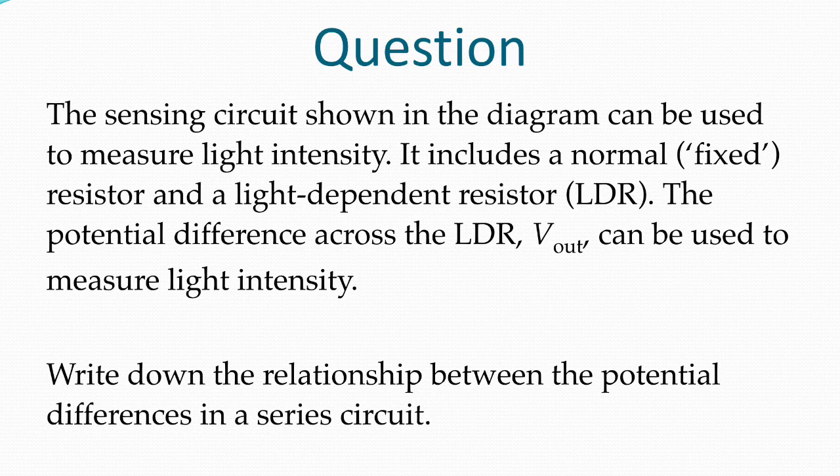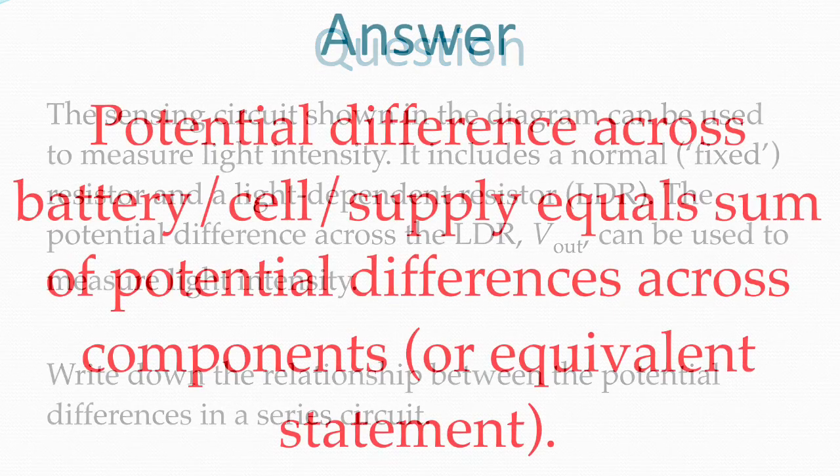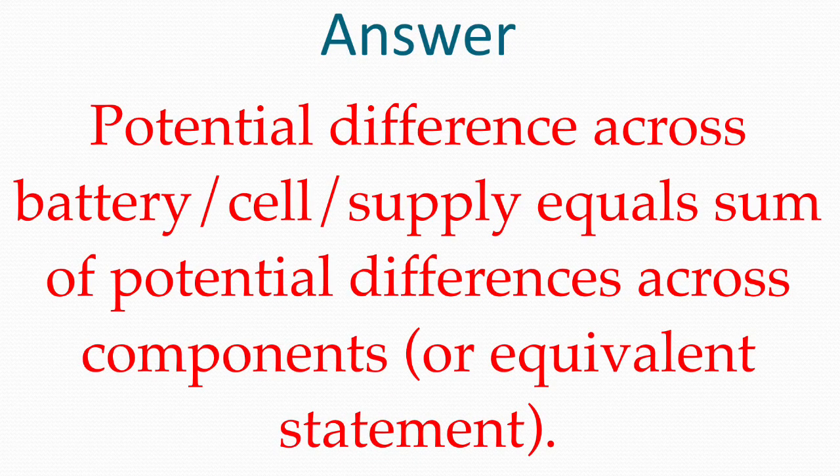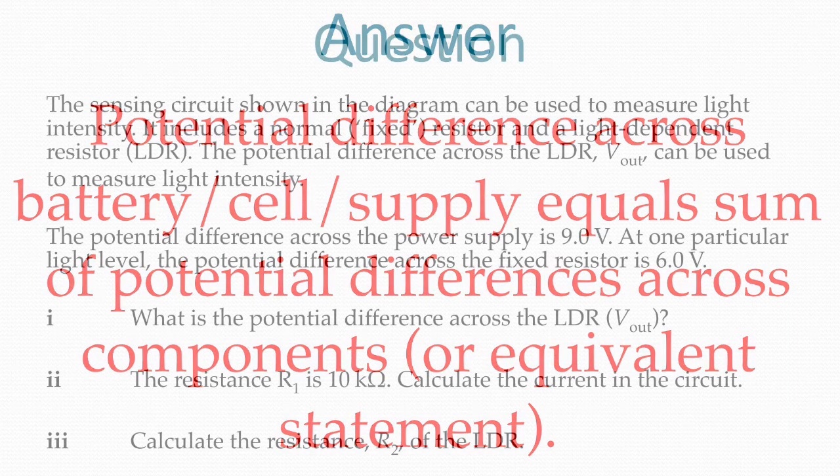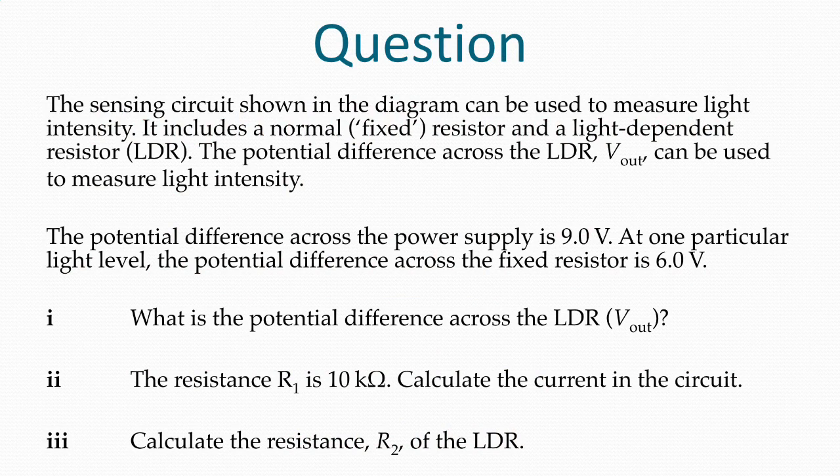To start with, I'd like you to pause the video and write down the relationship between the potential differences in a series circuit. In a series circuit, the potential difference across the battery or cell is equal to the sum of potential differences across all of the components in the circuit. Carrying on with this question, I'd now like you to pause the video again and answer this three-part question.